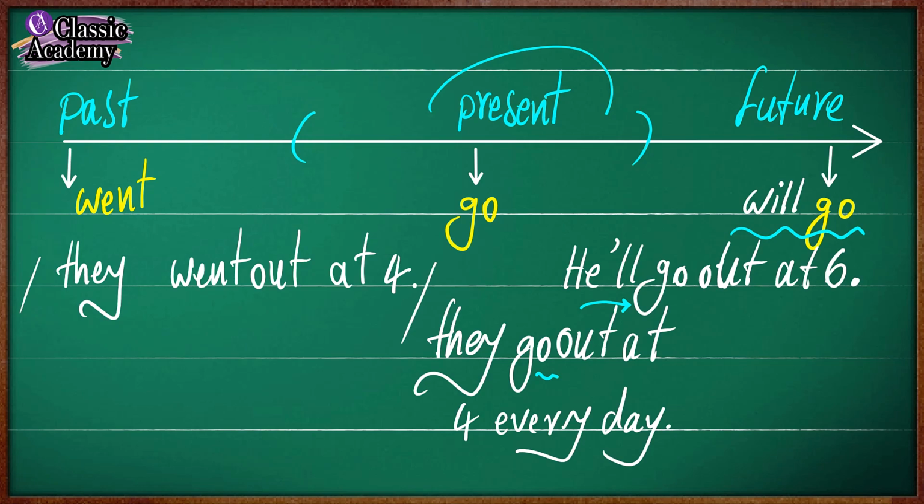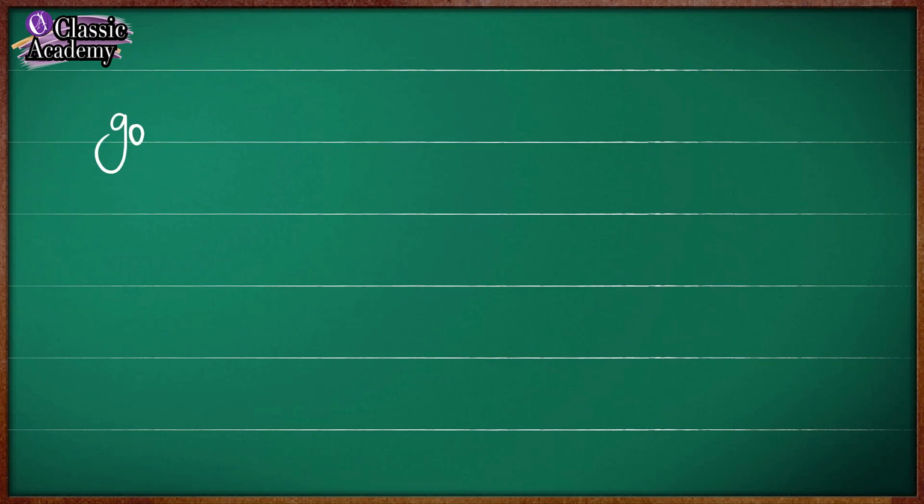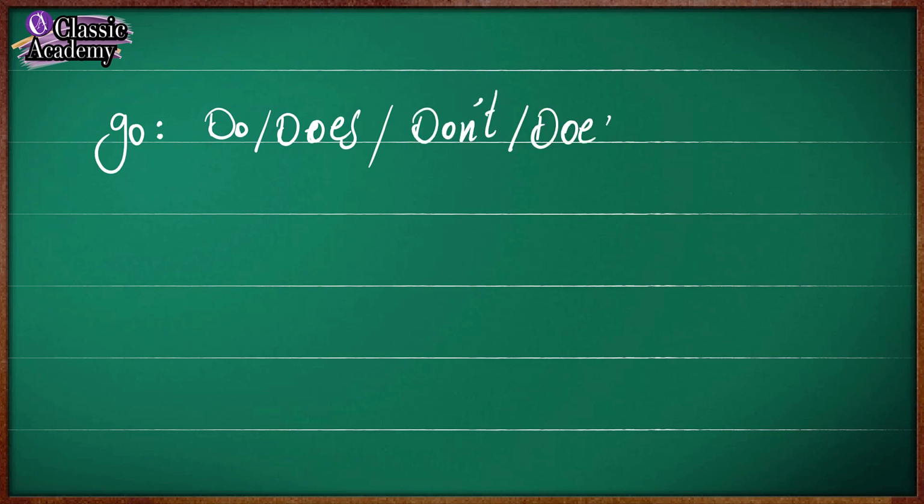Okay, so I'm just talking about the future. We have simple sentences. They are not negative. It is not a question. Now I am going to change them into negative and questions as well. Look at here. Go, do, and does. Don't and doesn't.